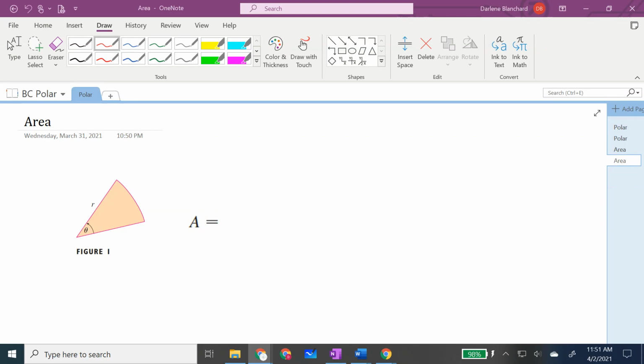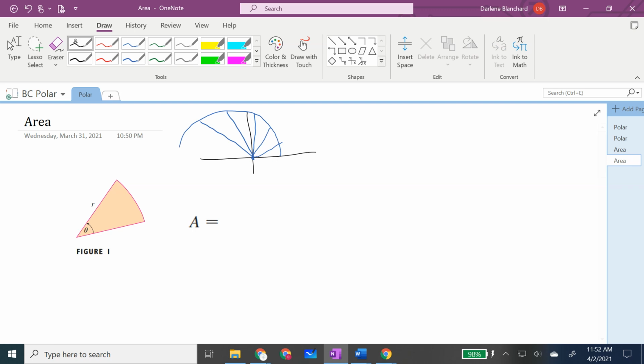All right, if we want to find the area of a polar graph, we want to keep in mind that a polar graph is created by spiraling out or spiraling in. And I'm going to draw some little lines from the pole to the curve.